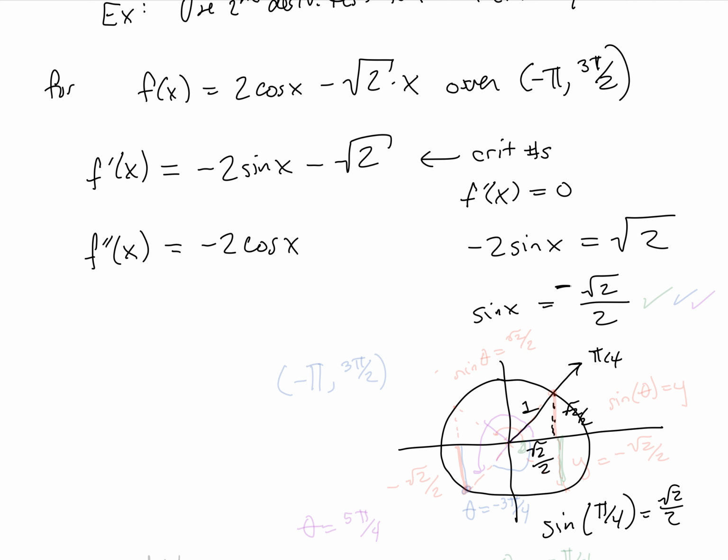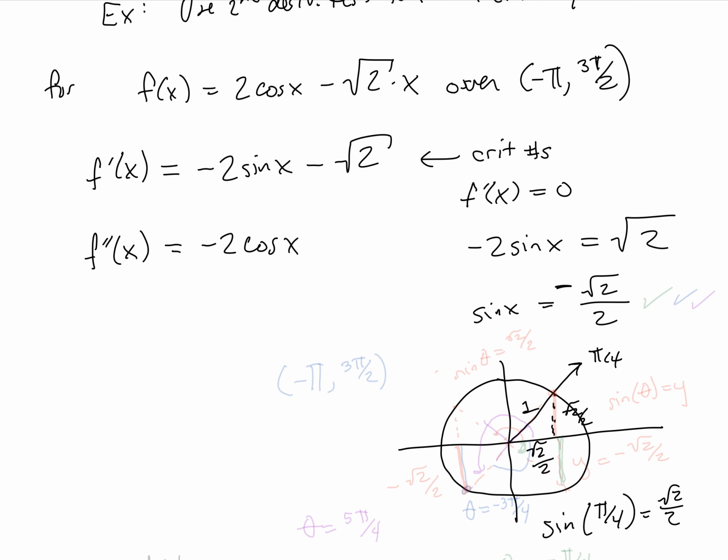So that's not exactly what we were looking for. We were actually looking for when sine is equal to negative square root of 2 over 2. Sorry about that. So negative 2 sine of x equals square root of 2 when sine of x is negative square root of 2 over 2, dividing both sides by negative 2. Okay, so when is that going to happen?